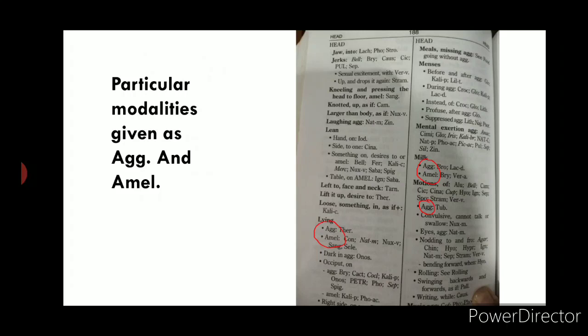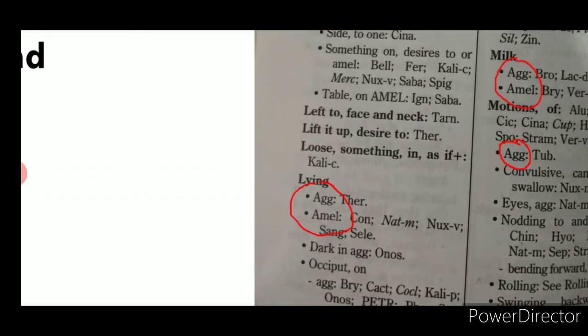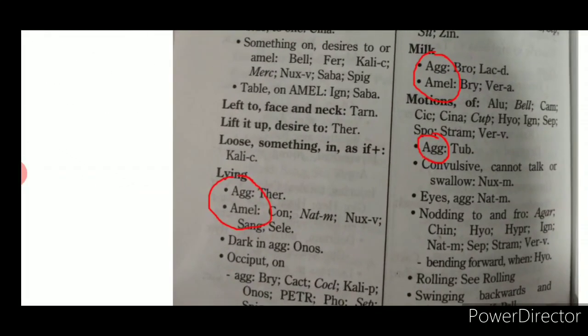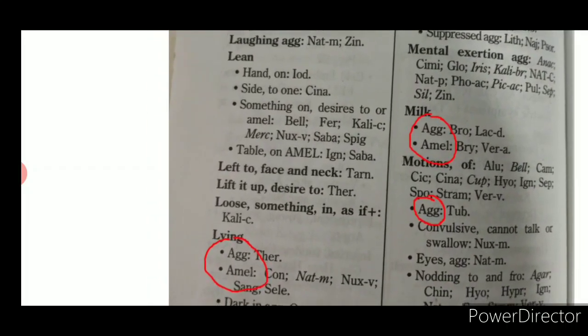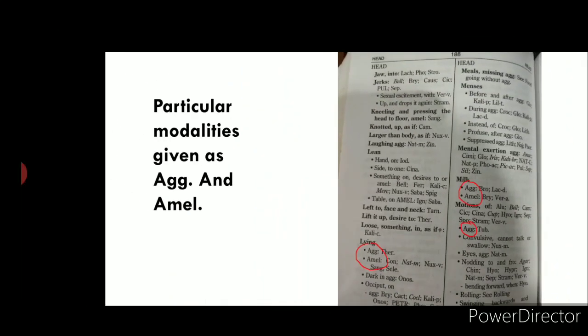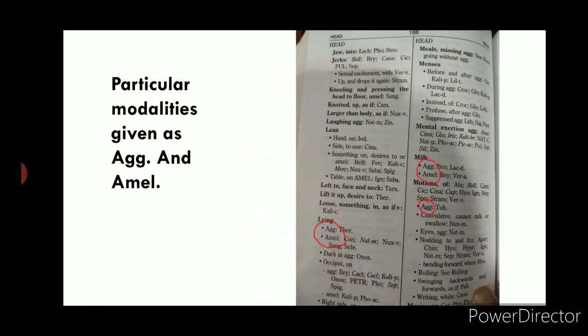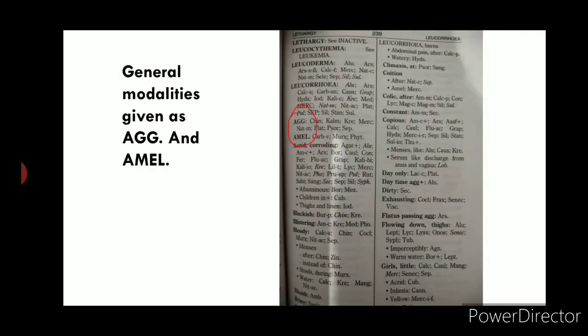Then regarding modalities, the particular modalities are denoted as aggravation and amelioration, where you will find the first letter of aggravation and amelioration given in capital letter. Here you can see lying, aggravate and ameliorate. You will find that only A is given in a capital letter. Also milk, aggravate and ameliorate, motion aggravates. So this means this rubric is related with a particular modality.